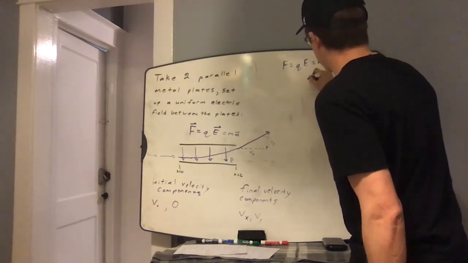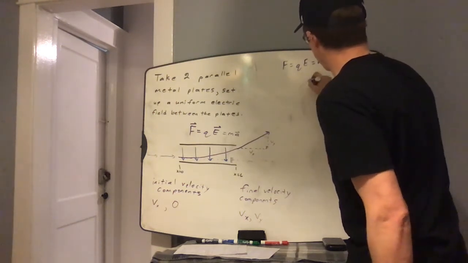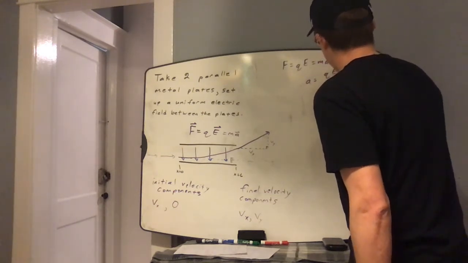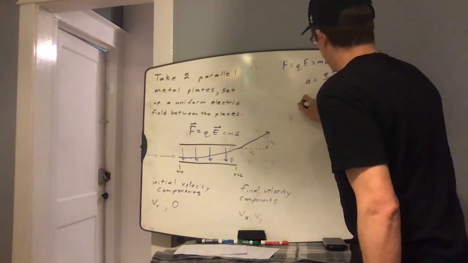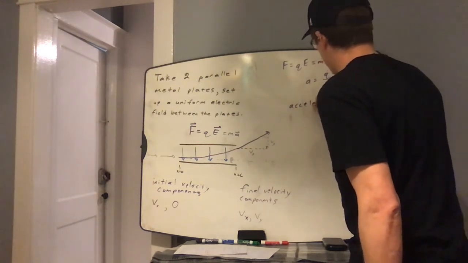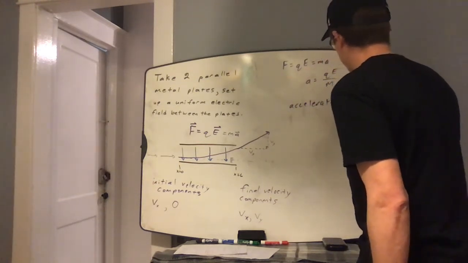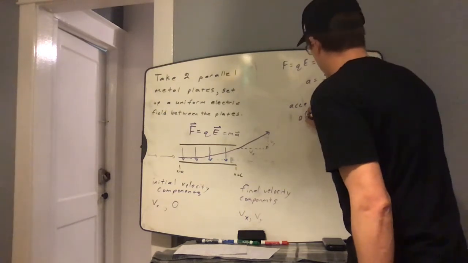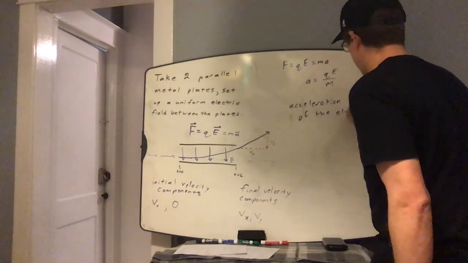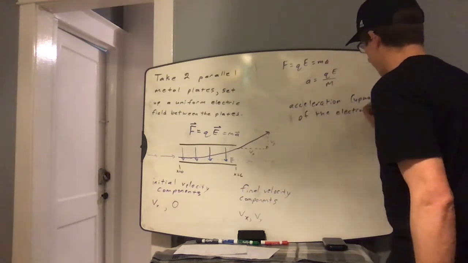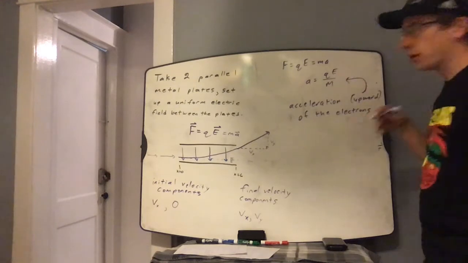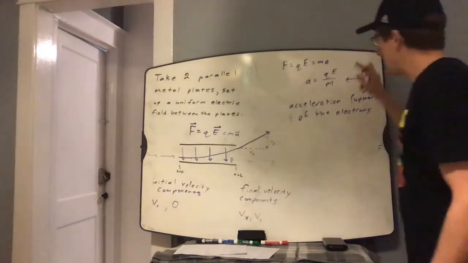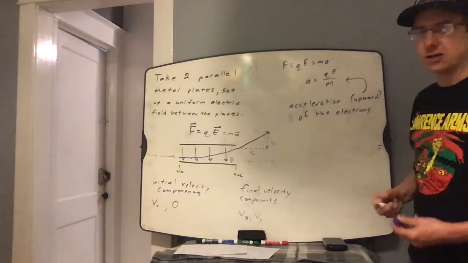So I could write the acceleration of the electrons as being QE over M. So this is the acceleration upward of the electrons, where here Q is the charge of the electron, M is the mass of the electron, and E is the strength of the electric field.